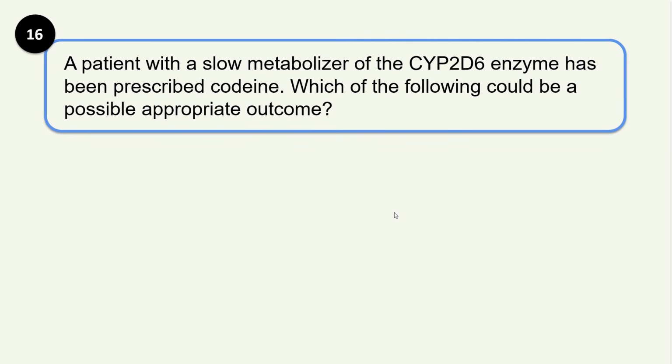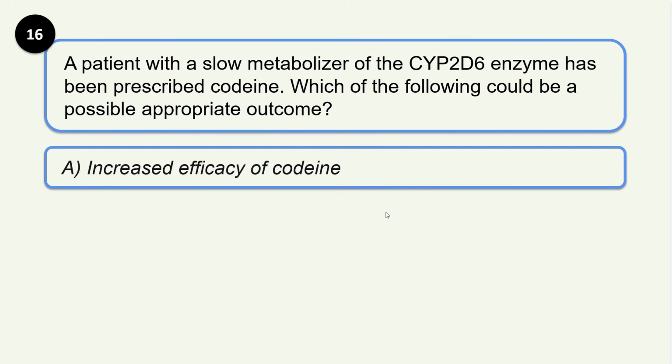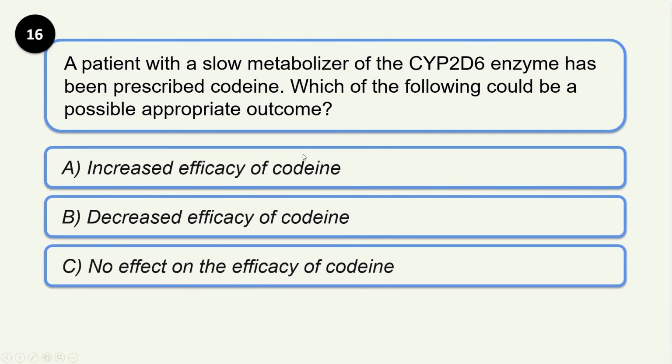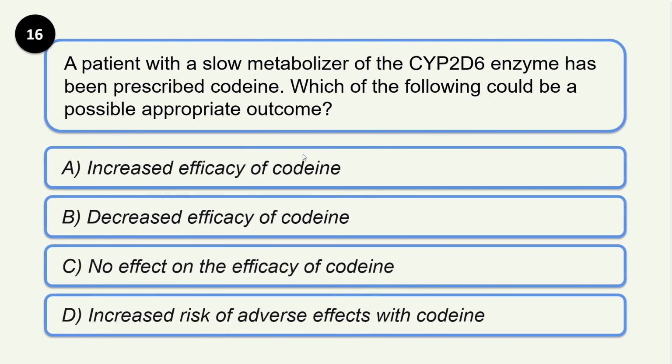Next, a patient who is a slow metabolizer of CYP2D6 enzyme has been prescribed codeine. Which of the following could be a possible outcome? A. Increased efficacy of codeine. B. Decreased efficacy of codeine. C. No effect on the efficacy of codeine. D. Increased risk of adverse effects with codeine. Correct answer is decreased efficacy of codeine.